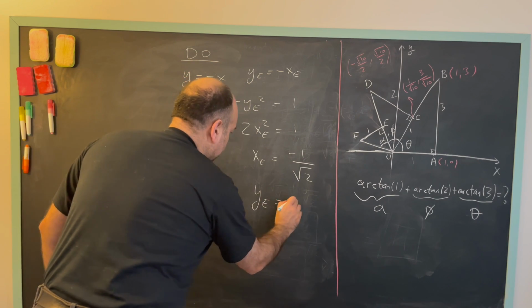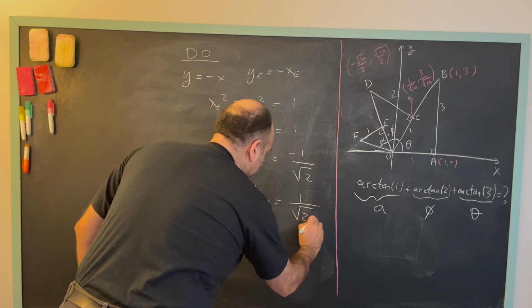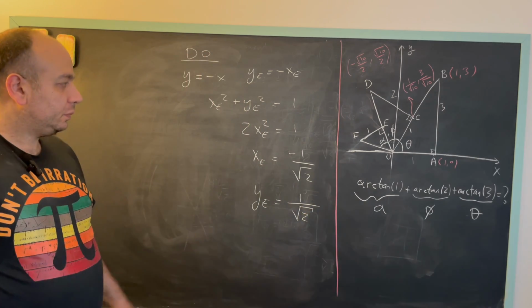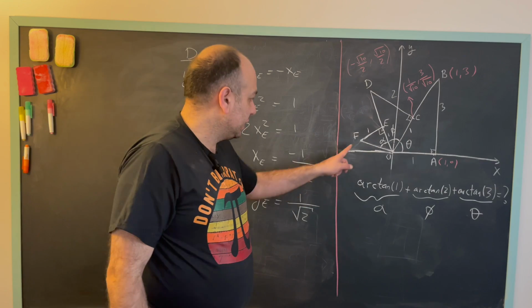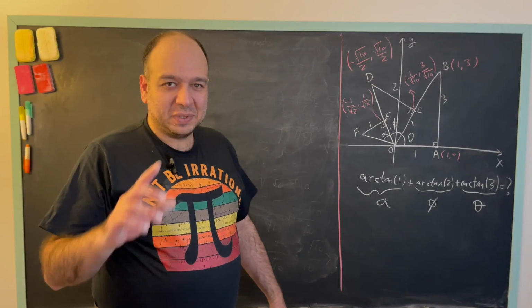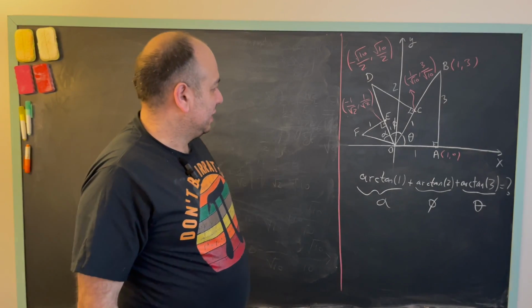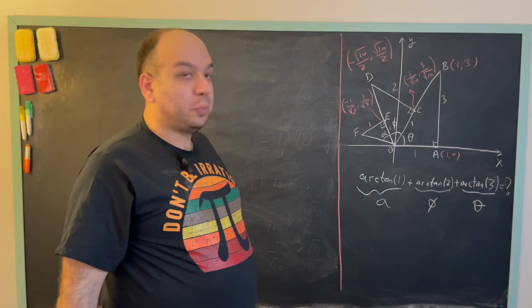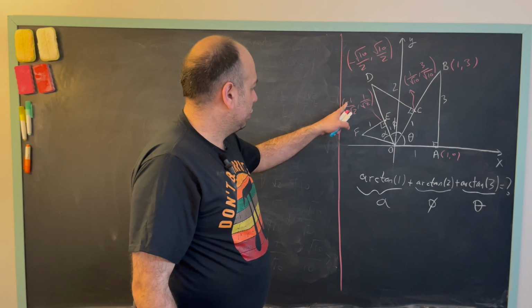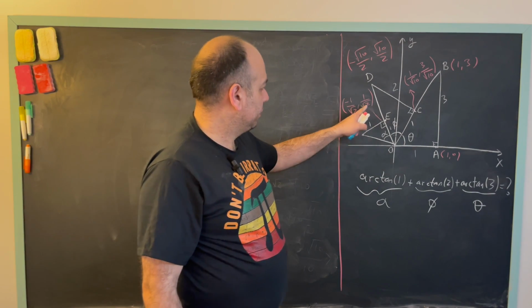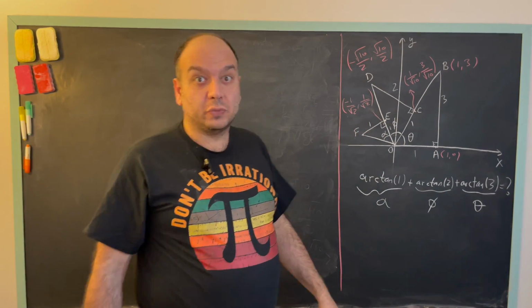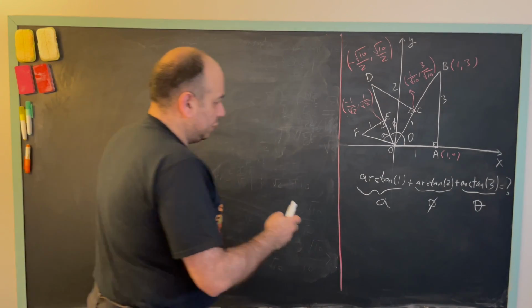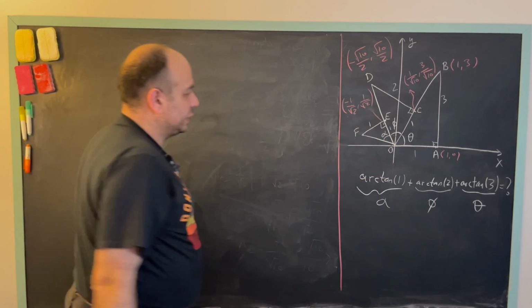So ye is equal to 1 over square root of 2. So it was easy. So the next step is to find the coordinates of F. Okay, everybody, we are getting close to the final answer. So far we have found the coordinates of point E. The x coordinate turned out to be minus 1 over square root of 2, and the y coordinate turned out to be 1 over square root of 2. So now the next step is to find the coordinates of F.